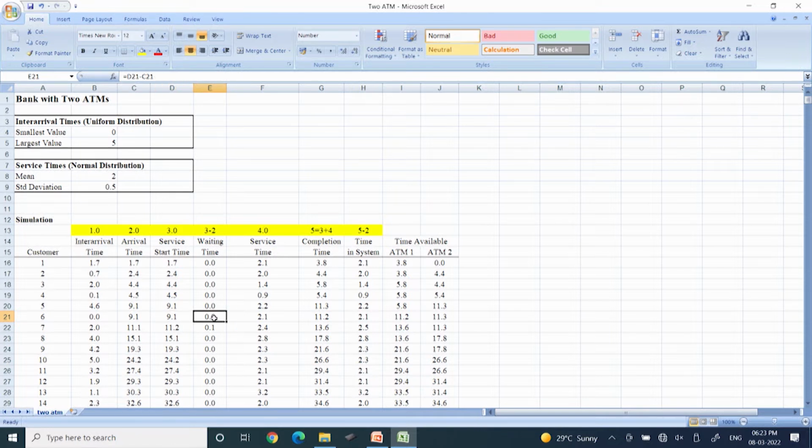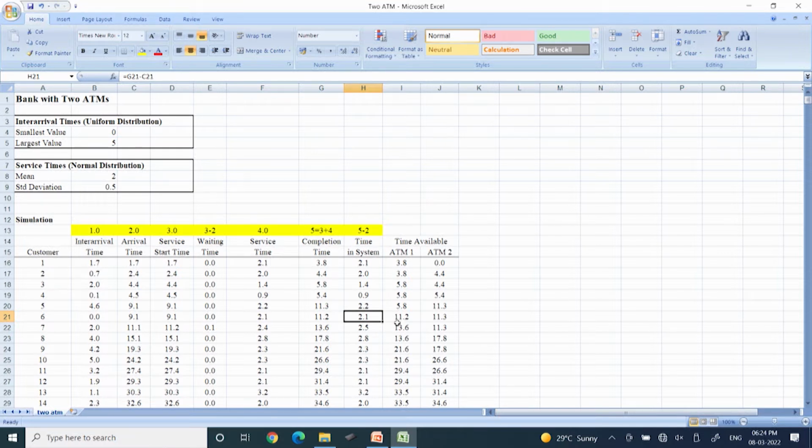Now, the waiting time is column 3 minus 2, that is service start time minus arrival time. The service time follows a normal distribution with a mean and standard deviation 0.5, that I have randomly generated. Now, the completion time is column 3 plus column 4, that is service start time plus service time. So, the time in system is column 5 minus 2, completion time minus arrival time.